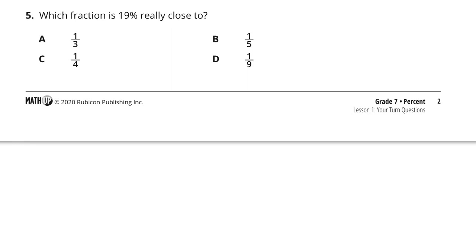Well, let's start by just narrowing things down. We should know that 1/3 is the same as 33%. We should know that 1/4 is 25%. We should know that 1/5 is 20%. And, well, I think that already answers our question. B is going to be the closest thing to it because 1/9 is going to be much smaller than any of these. It's going to be close to 10%.